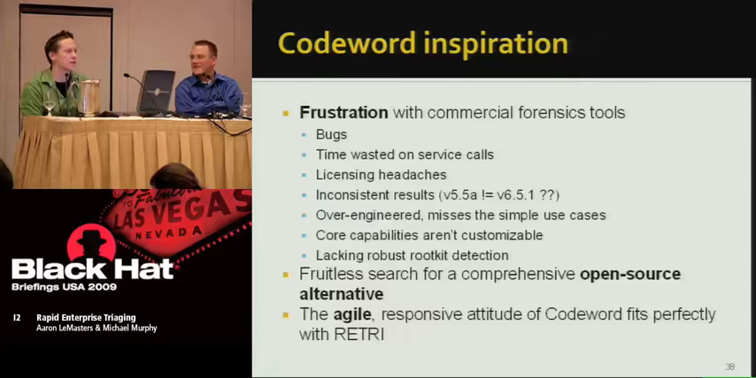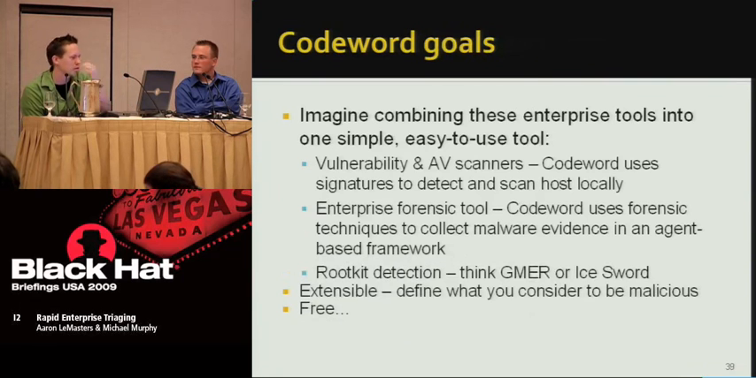Just a little bit more details on the inspiration and why another tool, right? So bugs, wasted time on service calls, licensing issues, inconsistent results between versions. I don't know how many people have experienced that, but one version may say you found a rootkit, the other one says, well, maybe not. Misses the simple use cases that you'd like, as a network defender, to be able to get quickly. And again, we've already discussed most of that stuff.